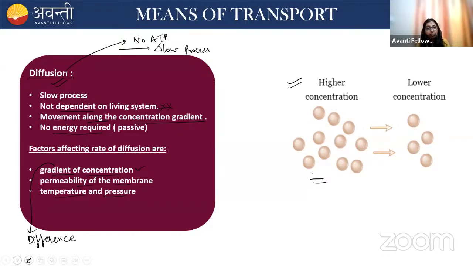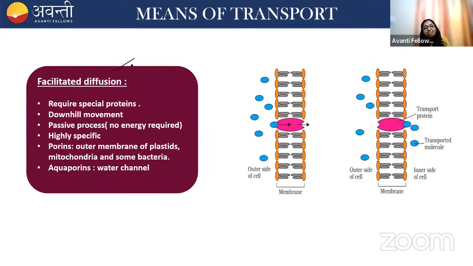Remember all these points. The second one is facilitated diffusion. I told you the term diffusion means it does not require energy. So here also no ATP is utilized. It's a passive process. But there's one important feature of facilitated diffusion, that is the presence of specific proteins. Facilitated diffusion requires protein for the movement of the molecule across the membrane. You can see this. This is outside of the cell.